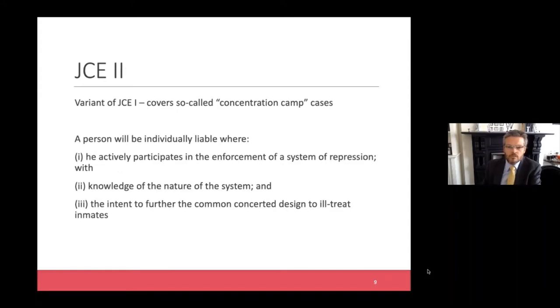In essence, only a variant of the first category, JCE 2 provides that a person will be individually liable where, one, he actively participates in the enforcement of a system of repression, as inferred from the position of authority and specific functions held, with two, the knowledge of the nature of the system, and three, the intent to further the common concerted design to ill-treat inmates. Like the basic form, this is also non-controversial, focusing as it does on the shared or common intention of the participants. So far, so good. Next slide, please.